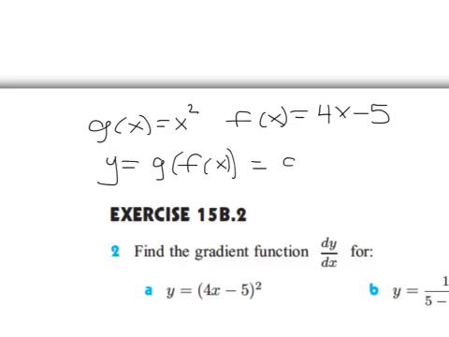we plug in f of x, which is 4x minus 5, and then we plug in all the x's in g of x for 4x minus 5. So we have 4x minus 5 squared. So how do we use chain rule?